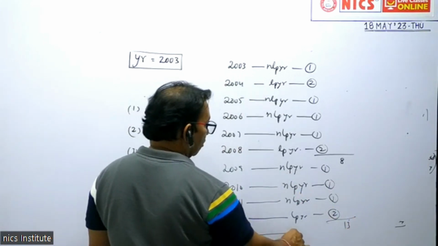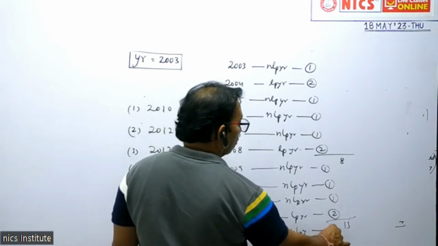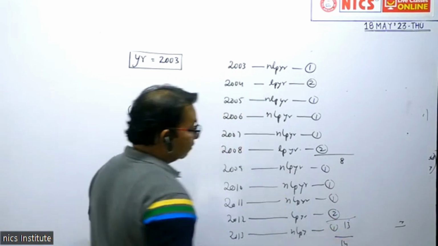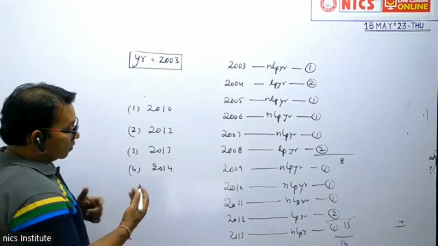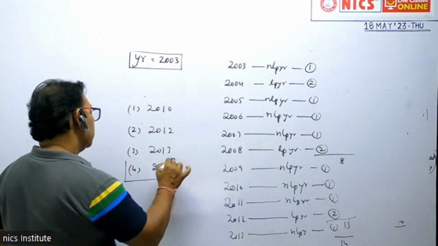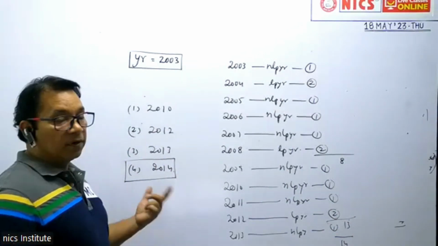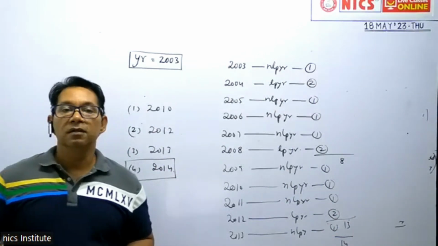2013, it will be a non-leap year. So one odd day, that means 14. 14 odd days means 2 weeks. So odd days will be zero. So the year 2014 would be the one, because after 2013 we are getting 14 days.